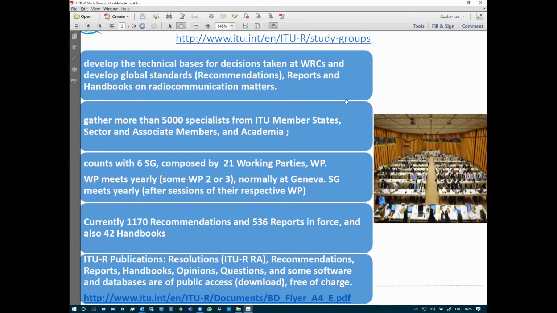The first important point is that the study groups perform a double function. On one side, they prepare all the documents related to the standards for the sector, such as the recommendations and supporting documents, reports and handbooks. And on the other hand, they provide the necessary technical studies to support the WRC agenda.